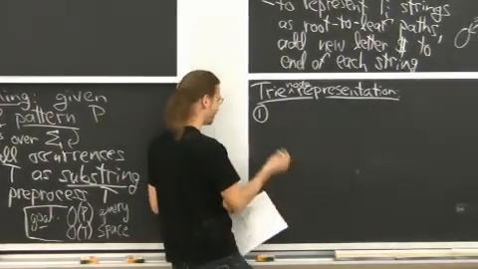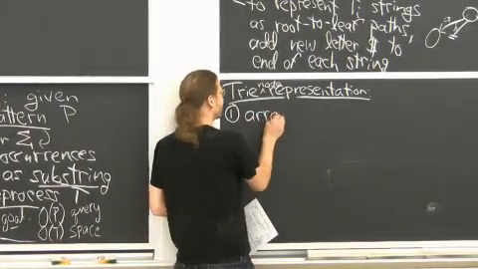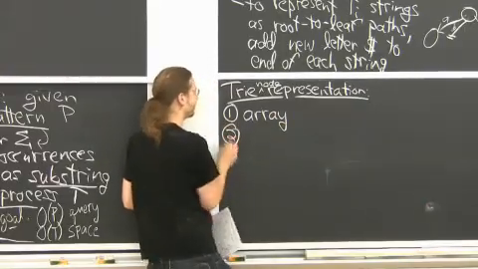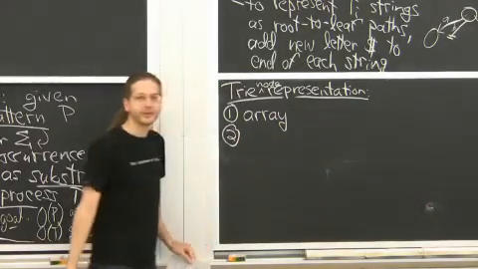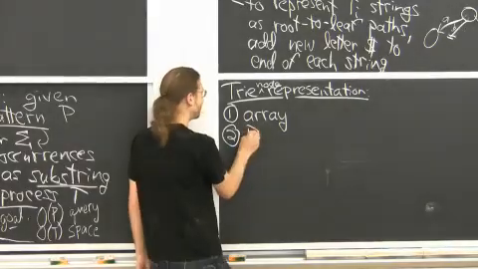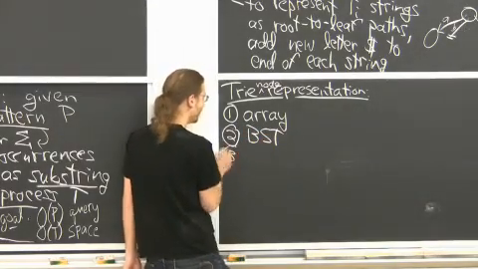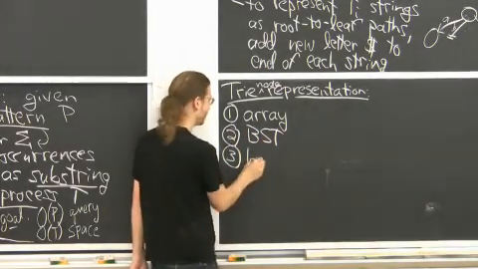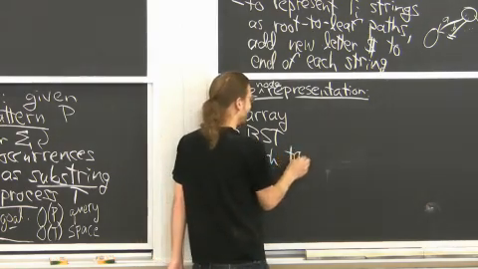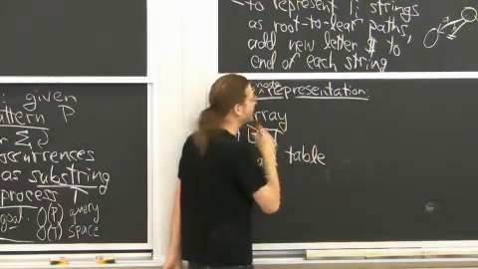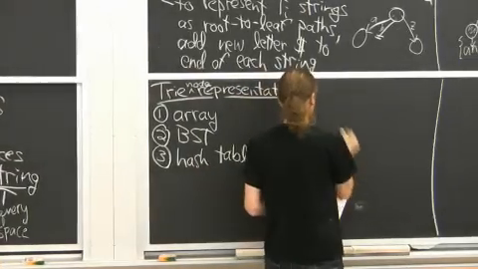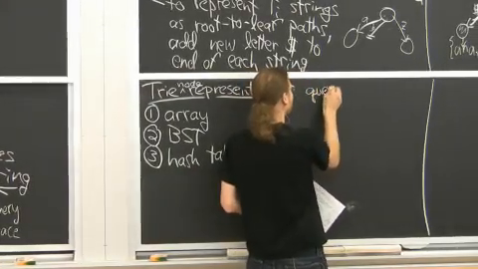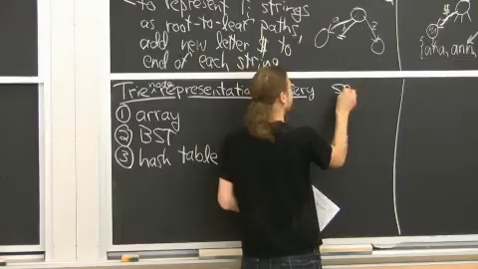Array. Good, that was my number 1. Any more? That's, I think, the most obvious. Tree. Good. Do a binary search tree. Or? Hash table. Good. OK, so for each of them, we have query time and space.